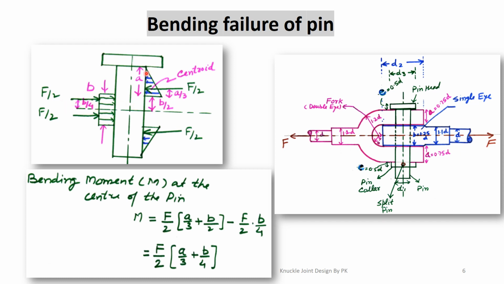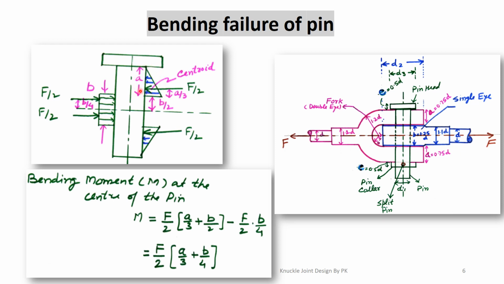Similarly, we assume that the load which is coming from the fork end on this pin has a triangular distribution. This shows the triangular distribution force here as well as on the lower side. The total thickness of this fork is A. Here we assume that the load is 0, and here we assume that the load is maximum. So the load is 0 here, and here the complete load is acting, and it is a triangular type of load distribution.